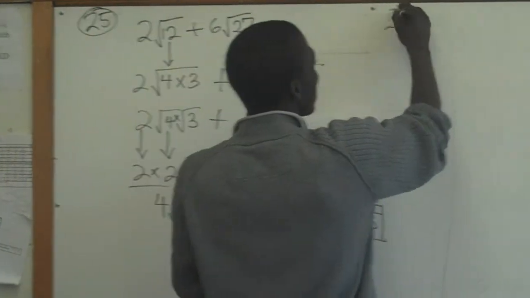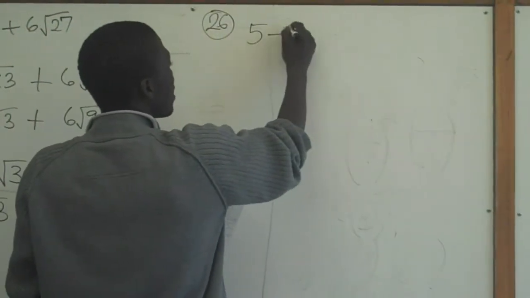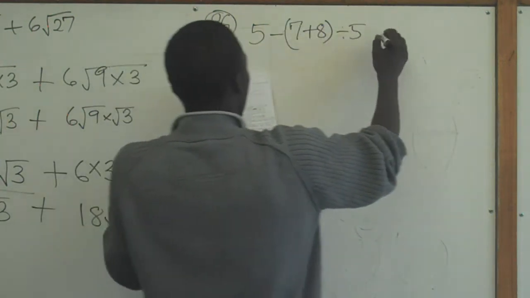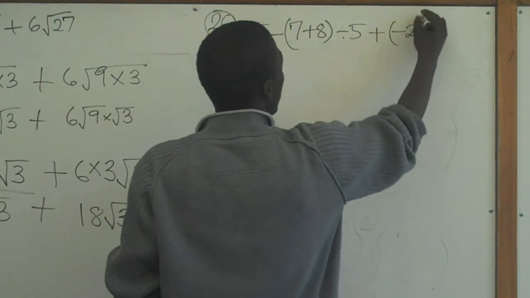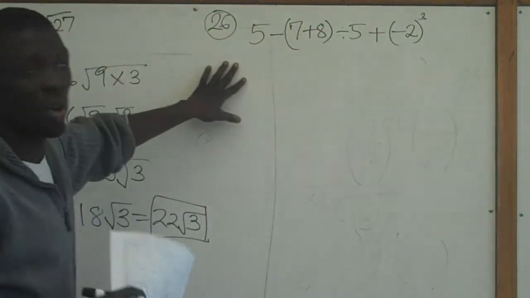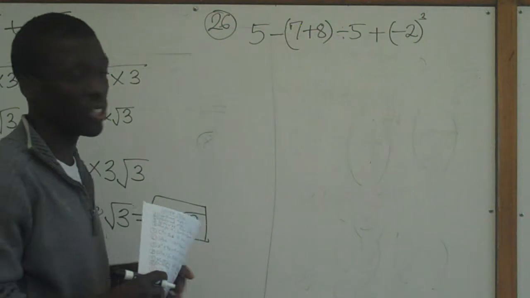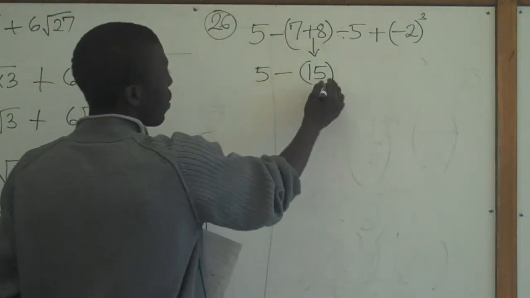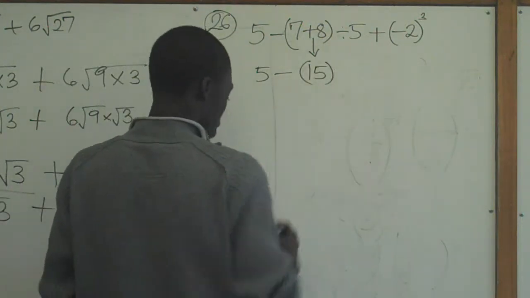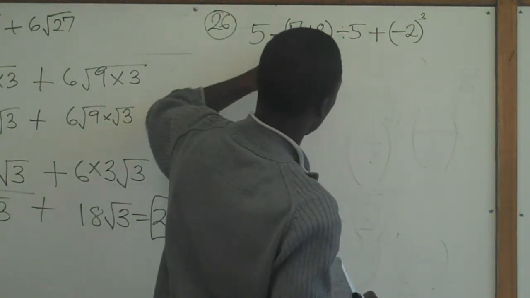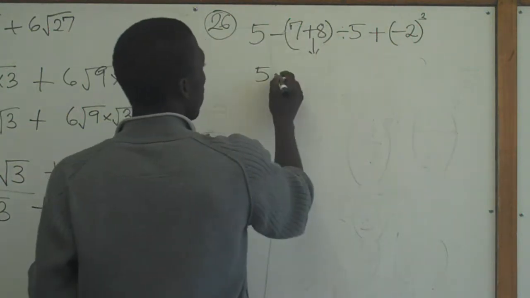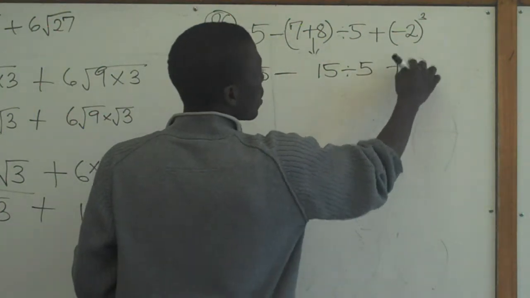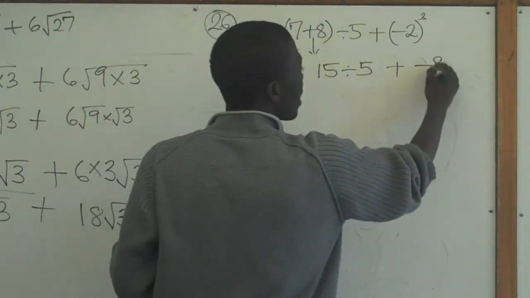Number 26 was asking you to evaluate 5 minus 7 plus 8 divided by 5. And then we have plus minus 2 to the third power. All you need to do is to remember your order of operations. Bracket first. So that's 5 minus, in this bracket we have a 15. Okay, 5 minus 15. We're going to take away this bracket for a reason. I'll explain in a second. But it's 5 minus 15 divided by 5 plus negative 2 cubed, which is the same thing as negative 8.